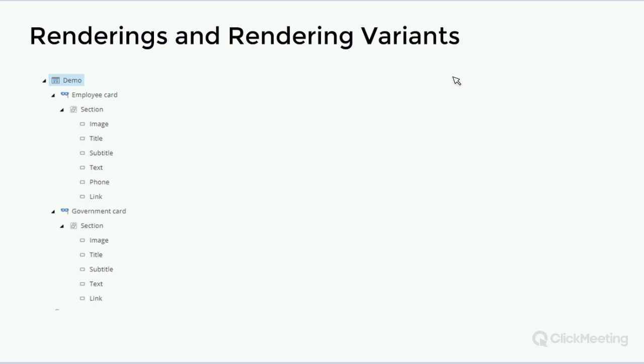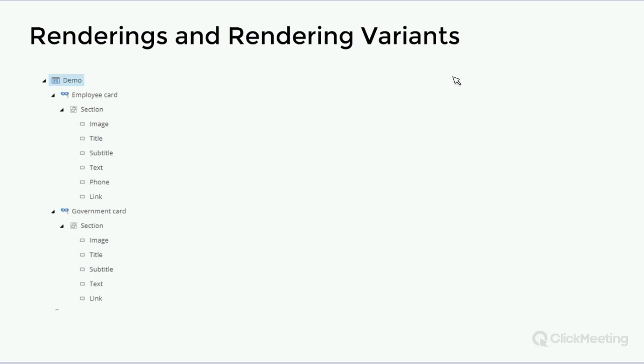And I have defined 2 rendering variants. One is called the employee card, the other is called the government card. So the employee card is going to have a certain section, and it is going to have all the fields, including the phone, whereas the government card is not going to have the phone. So it's going to have all the other ones. In the next webinar, which is on the 21st, we're going to do a deep dive, and we're actually going to create all of this through Sitecore and all the manipulations with the customization and rendering variants.